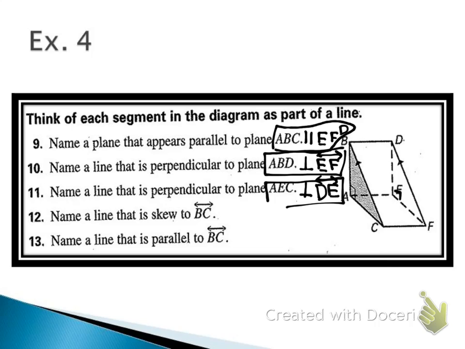All right. 12. Name a line that is skew to BC. BC is this line coming up here. DF is actually parallel. So DF is the answer for the next one, which one's parallel to BC. But we're looking for ones that are not on the same plane and also won't intersect. Those are on the same plane, so they're parallel. ED will work, yep.